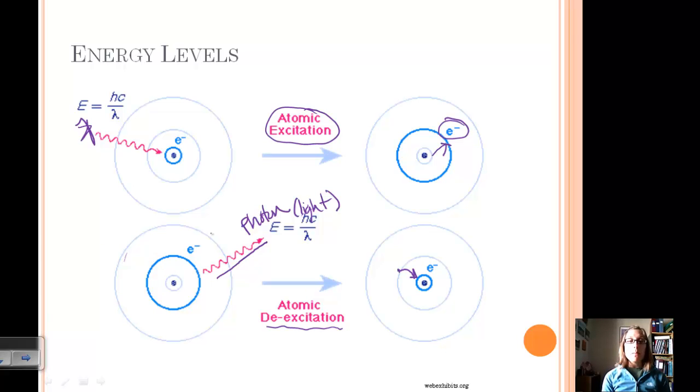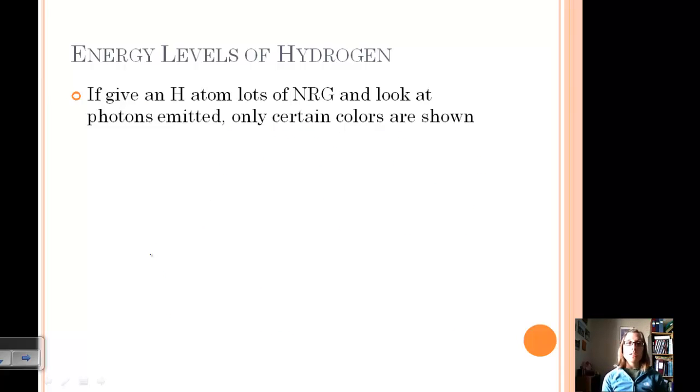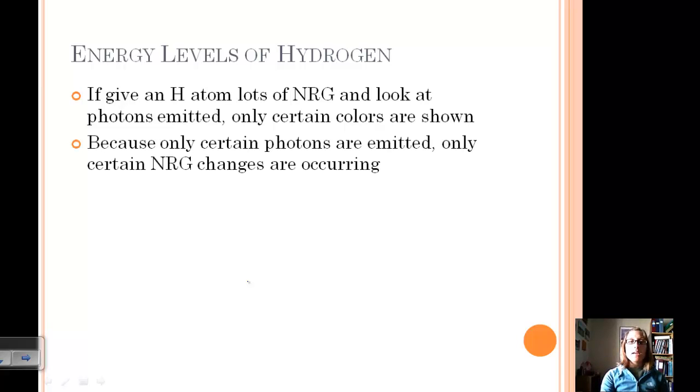Now, electrons can jump more than one level. They don't always have to go back to the ground state, and that's determined by the amount of energy that's given to the electrons. So let's look at hydrogen as an example, because hydrogen is one of our simpler atoms. If we give a hydrogen atom lots of energy and look at the photons that are emitted, we don't see a rainbow. We see certain lines of color. So we don't see everything. We see very specific segments. And what this means is that only certain photons with certain amounts of energy are being emitted. And so we only have these certain energy changes that are occurring.